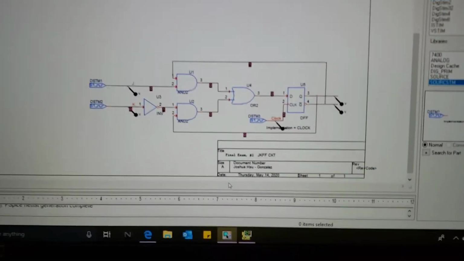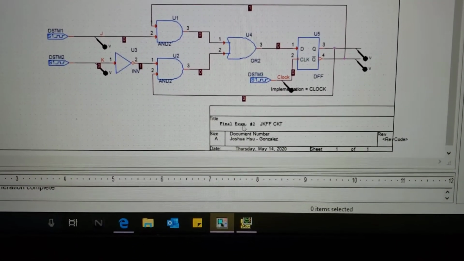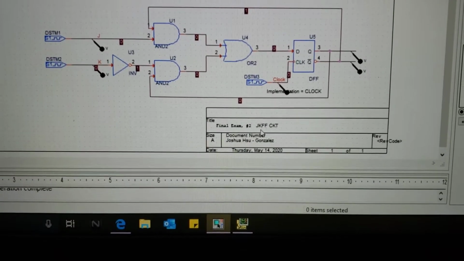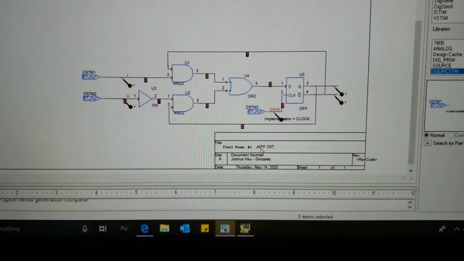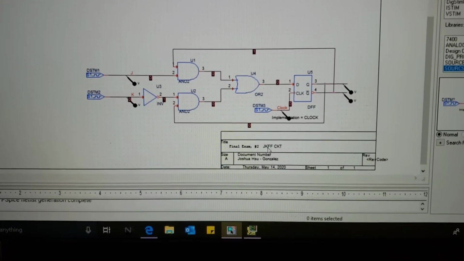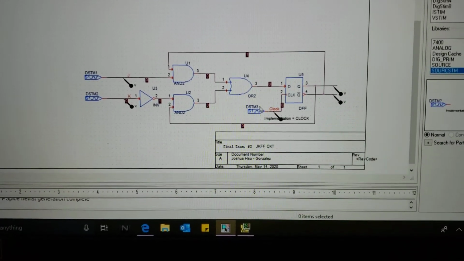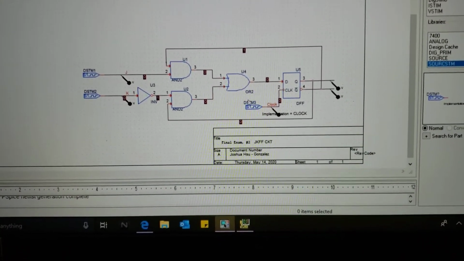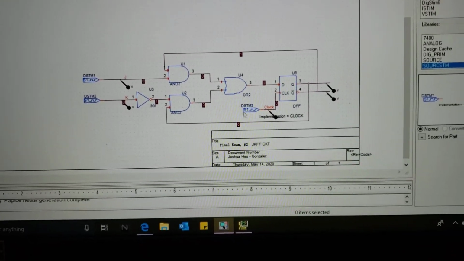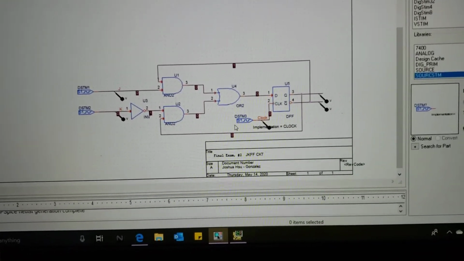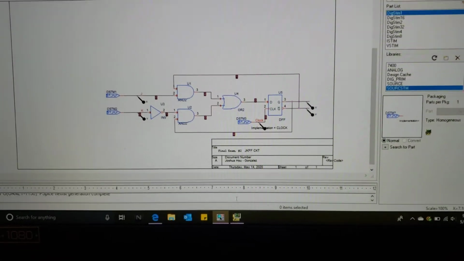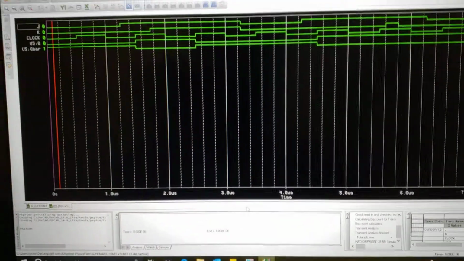Hey Professor, now we're looking at question 2 for the final exam, the JK flip-flop circuit. So here's my positive edge schematic. I was actually able to figure out the question that I sent you. I just added a stem there and set it to our clock configuration from the first problem. So now we can jump to the results.